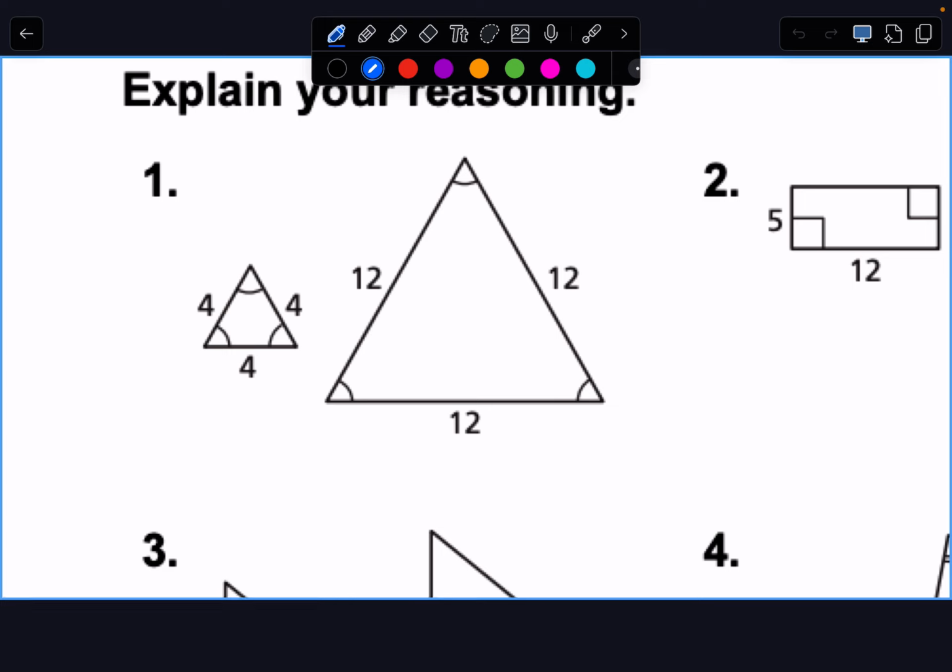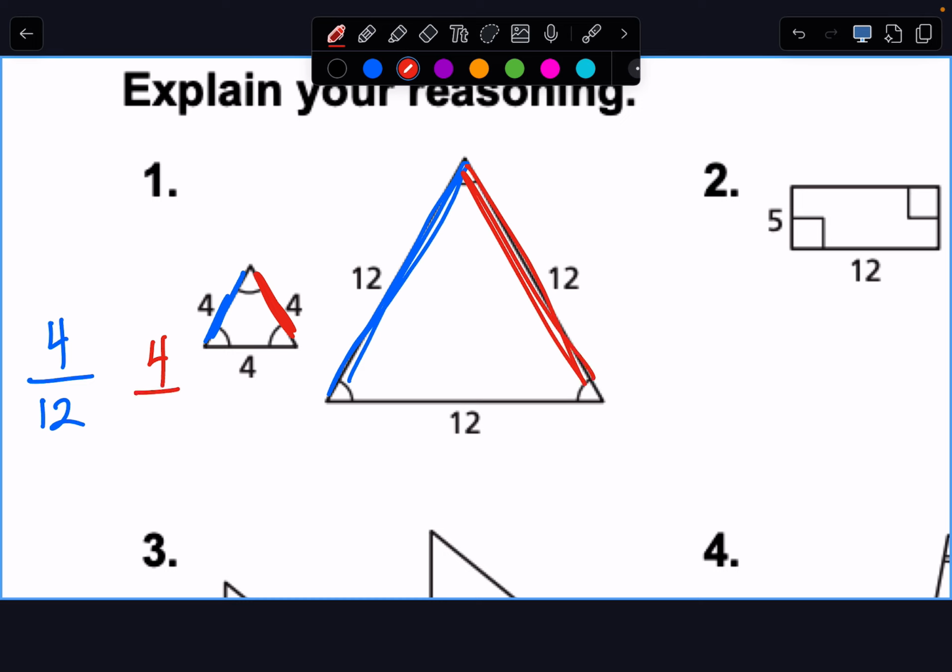If we make a fraction and I take this side 4, what am I going to put as its denominator? 12. If I take this 4 right here, what am I going to put as its denominator? 12. And what about this 4? 12. It's all 12.